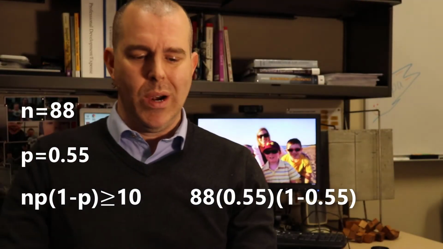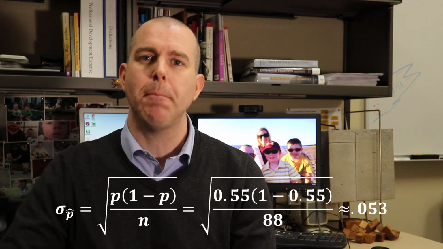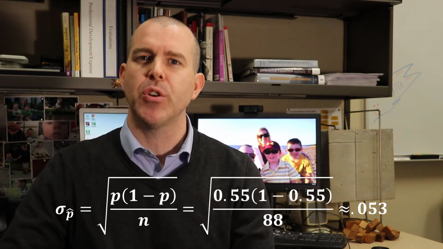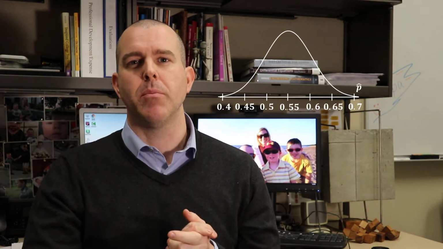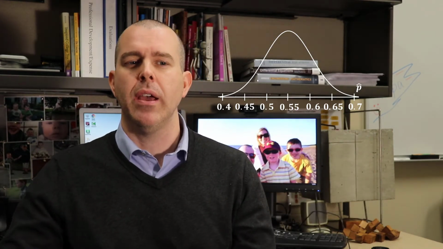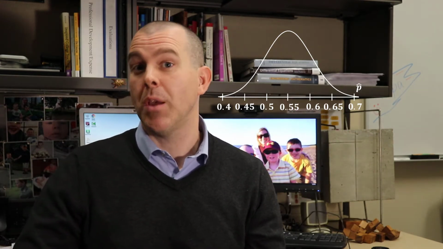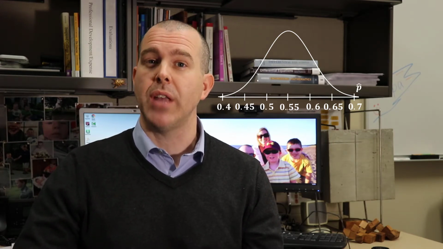So about 21.8. So we're good there. So the sample proportion should be normally distributed. If we calculate the standard deviation, square root of p times 1 minus p all over n, it's about 0.053. So we would expect to get 55%, 0.55, right in the middle. And then if we go a standard deviation out each way, that's kind of the distribution of the sample proportions we should expect from random samples of size 88.